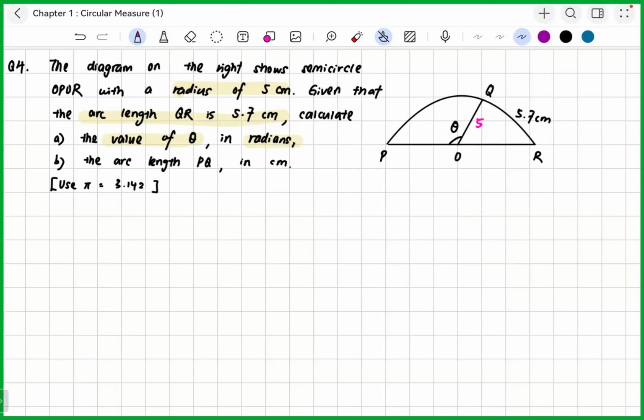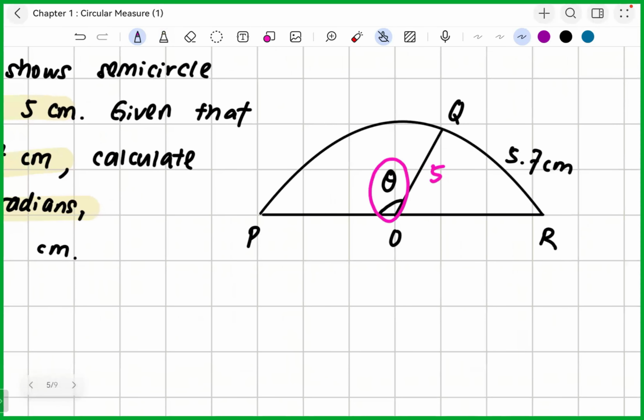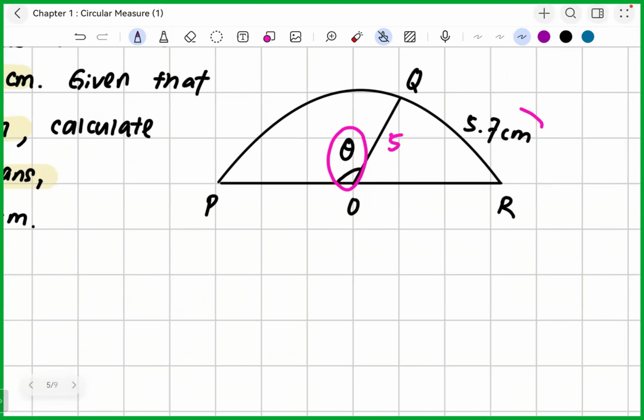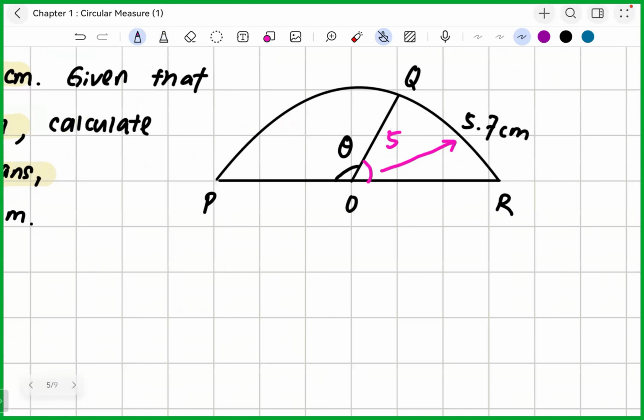Okay, now, the position of theta is over here. But the information, which means the arc length provided, is on the other side. Which means the angle towards the arc length that is provided is not the same as the angle that we need to find. So we have to find the angle facing QR so that we can find the value of theta.